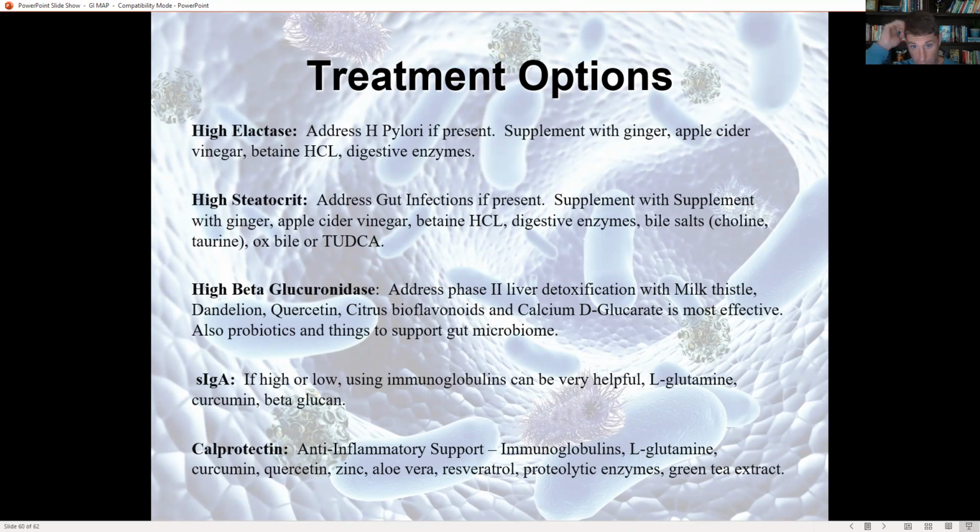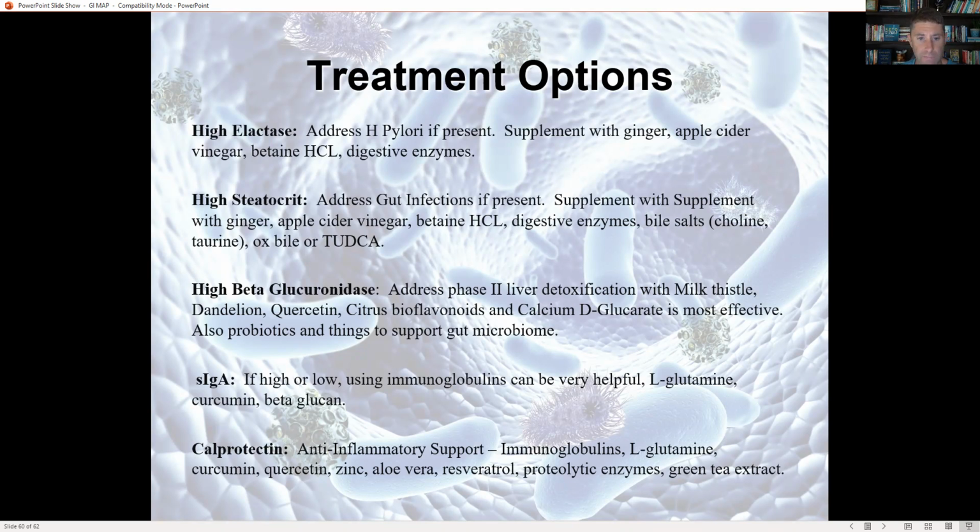For high beta glucuronidase, you want to address phase 2 liver detoxification with milk thistle, dandelion, quercetin, citrus bioflavonoids. Calcium D-glucarate is actually the most effective thing for helping to downregulate beta glucuronidase. Also probiotics and things to support your gut microbiome that we already talked about. Things like aloe and DGL and prebiotics can all be helpful in the process.